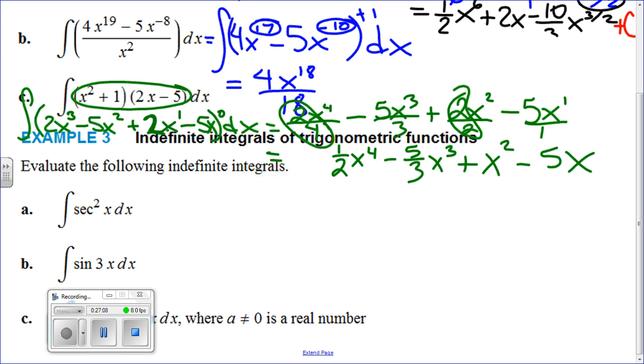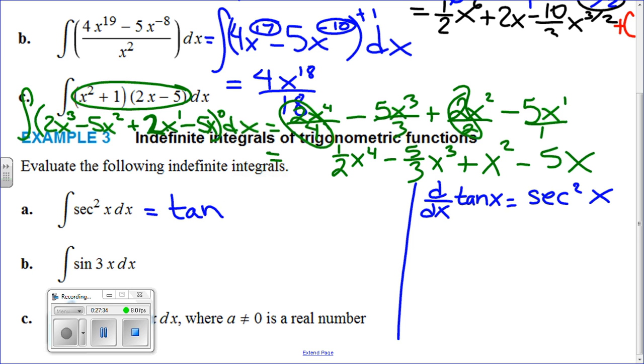Okay, now the next one, I'm going to write a little explanation of what they are, okay? So if we were to derive tangent of x, it will give us secant squared x. So if I ask you what's the integral of secant squared x, you think backwards, then you tell me the tangent of x plus c. Good. Okay, next one. This one is going to require a few more steps, okay?